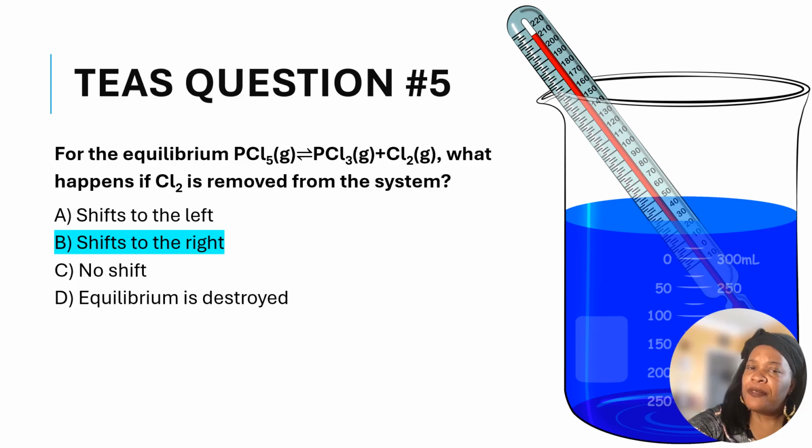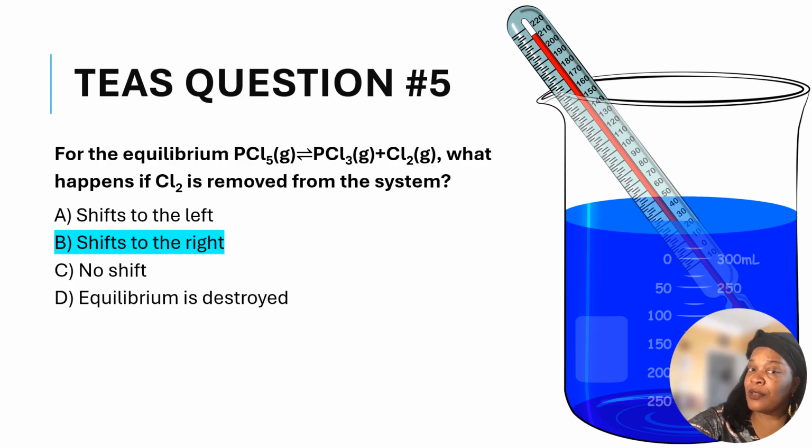Letter A says it shifts to the left. Well, we know that is incorrect because removing chlorine causes the system to shift right to replace the lost chlorine, not left. Okay, so it's going to shift to replace the lost amount of chlorine and not to the left side. Now, when you look at letter C, saying that there's no shift, that is incorrect because removing chlorine actually disturbs the equilibrium. So the system will shift in response.